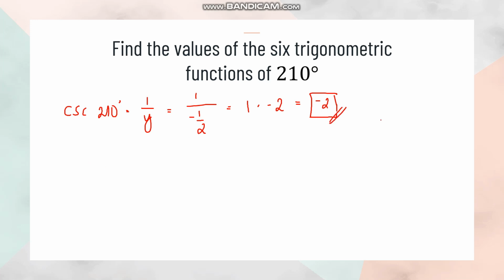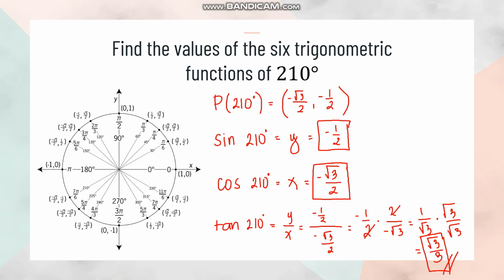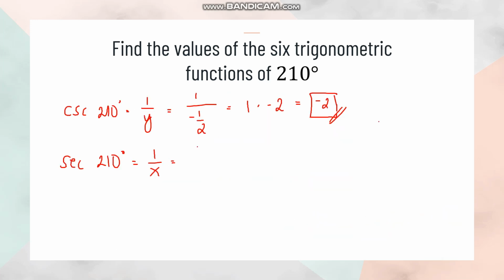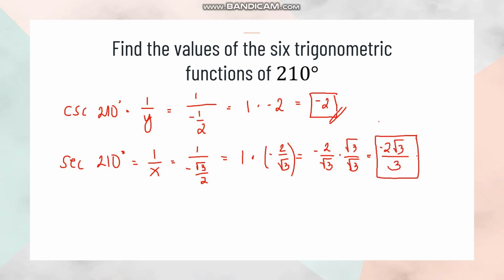Now for the secant of 210 degrees, so it's just 1 over x. So that will be 1 over negative square root of 3 over 2. Get the reciprocal, 1 times negative 2 over square root of 3. So this will be negative 2 over square root of 3. Then you have to rationalize. So we have negative 2 times square root of 3 all over 3. So this is now the secant of our angle 210 degrees.